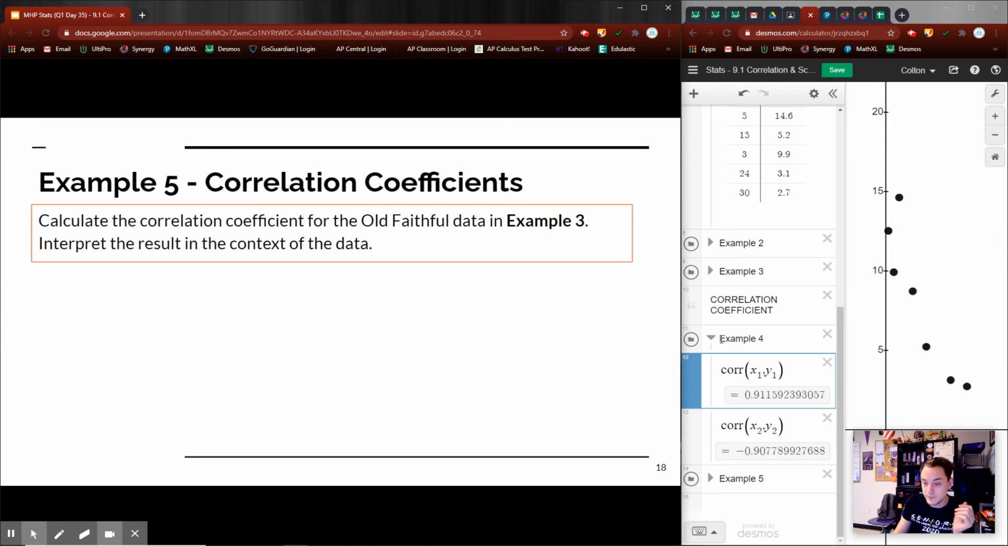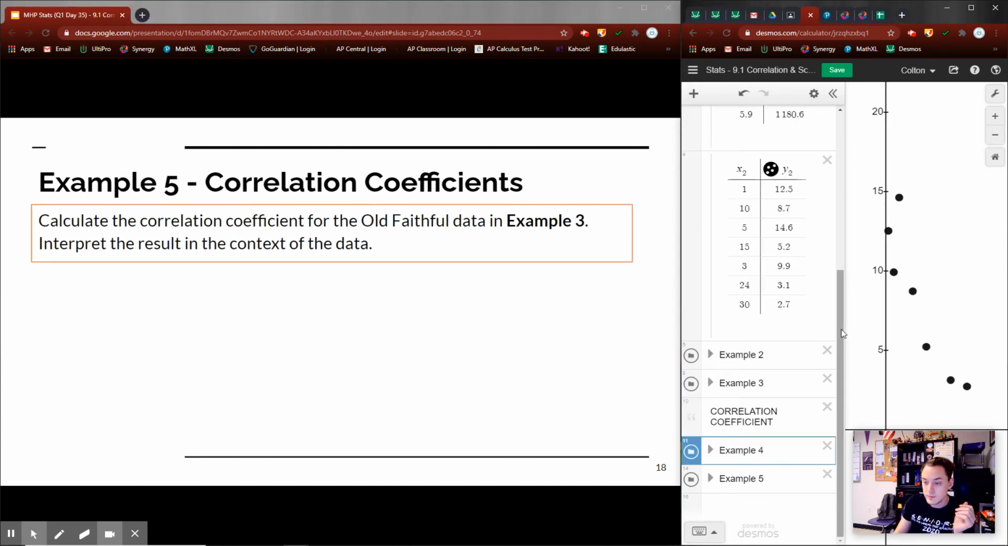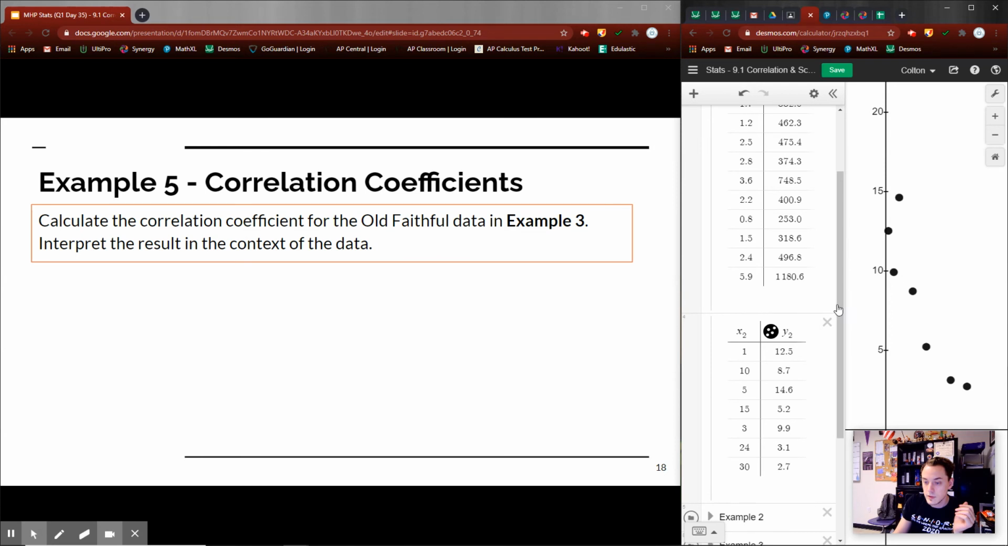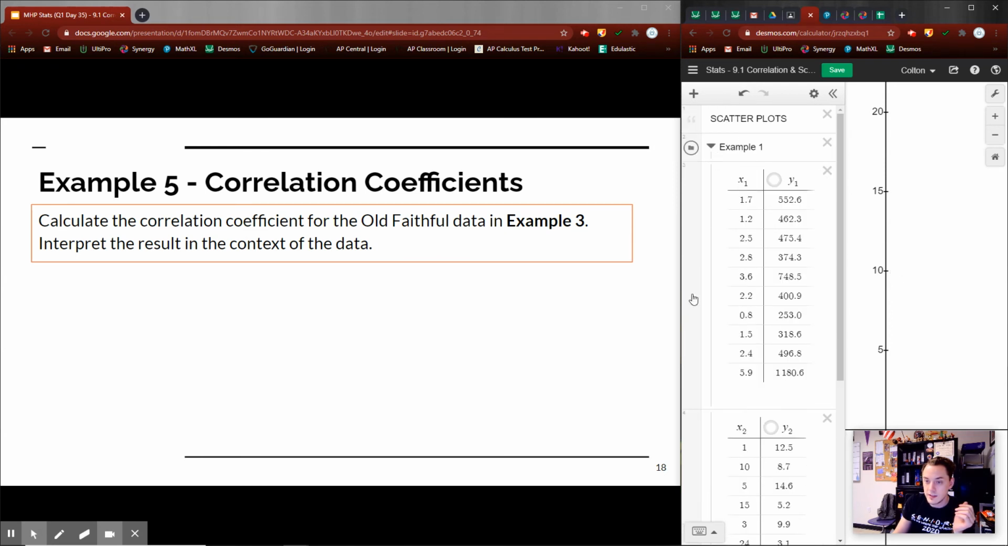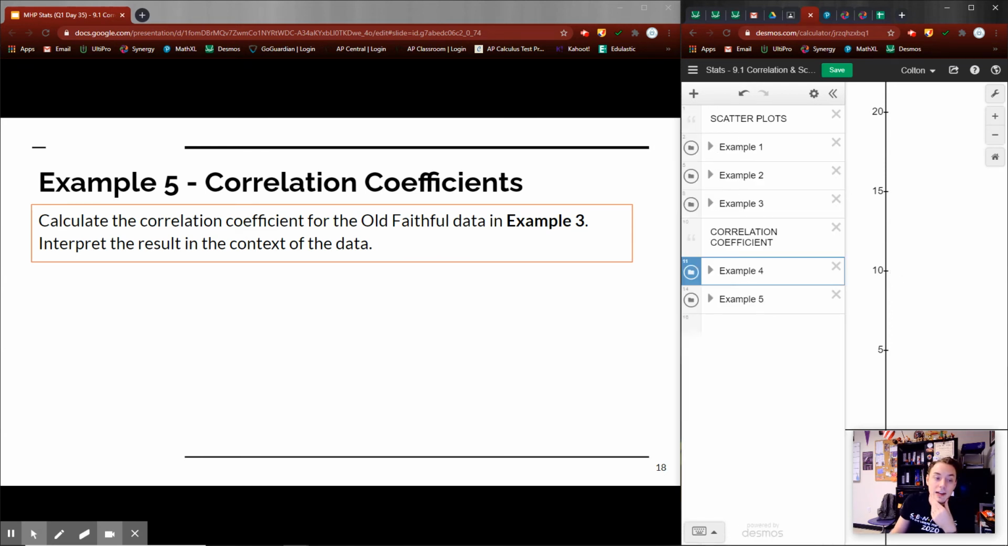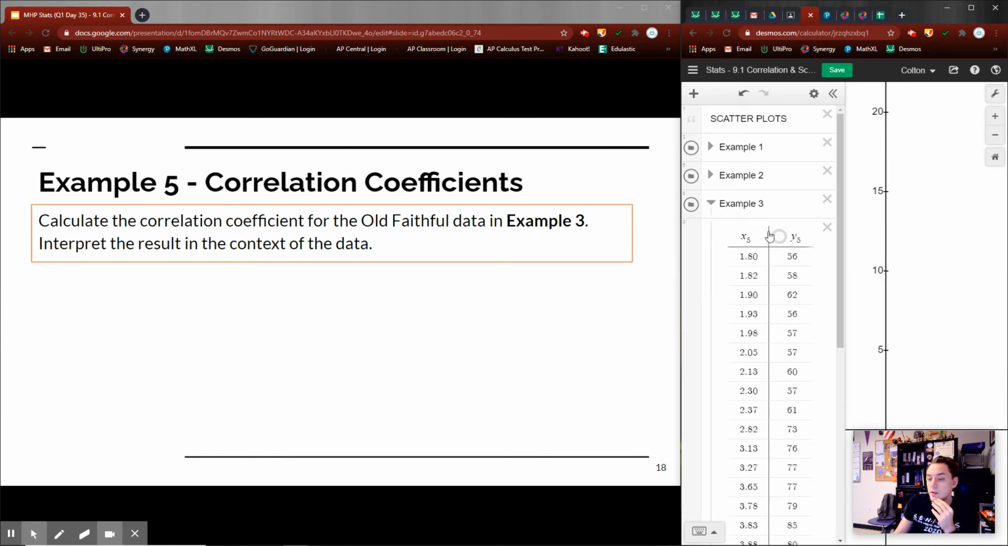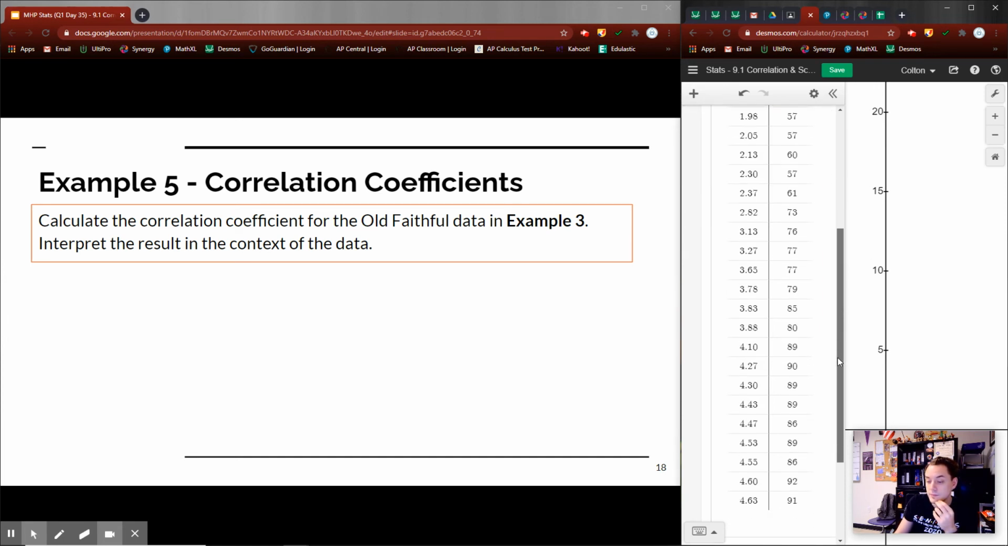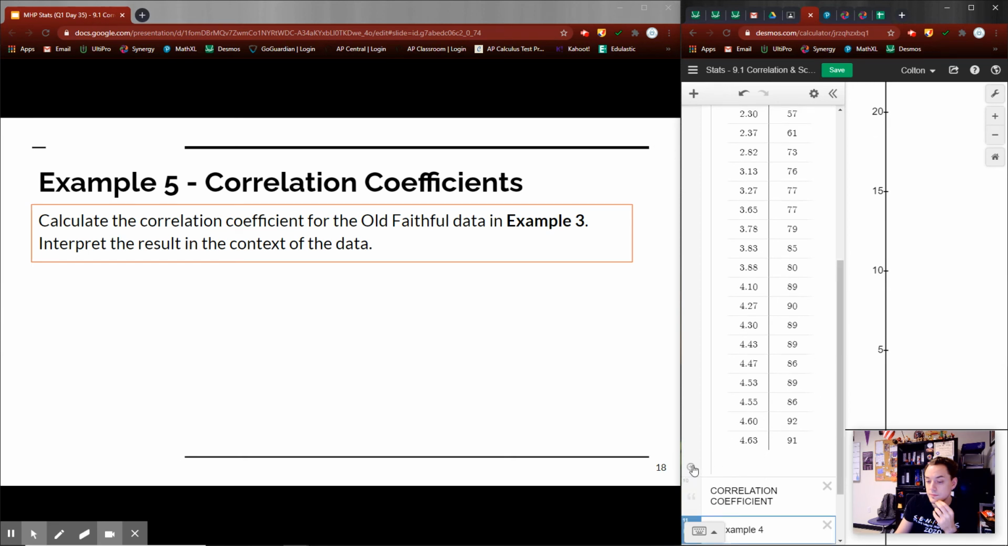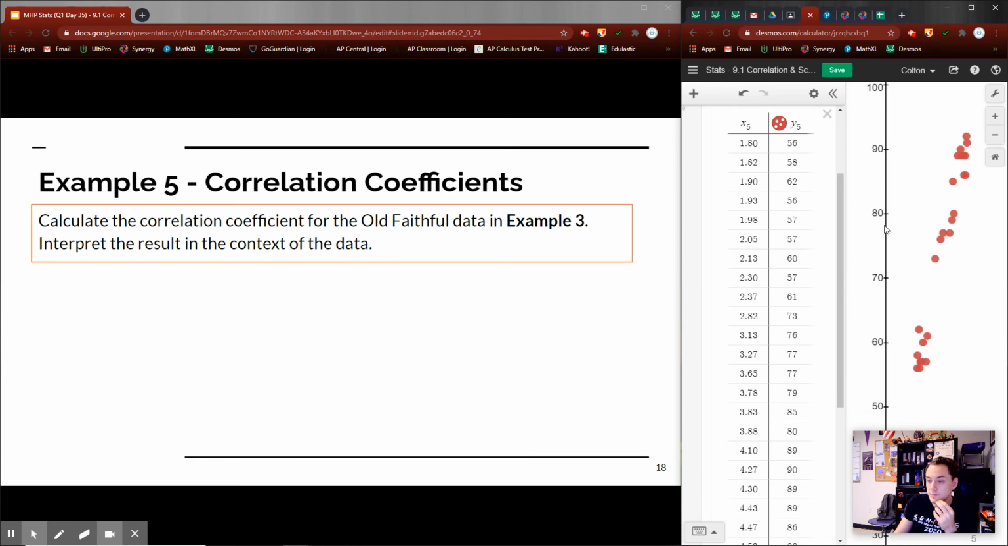Example 5. So let me erase this, get done with that. Calculate the correlation coefficient from the Old Faithful data in example 3. So this was example 3. This was our Old Faithful data. I'm going to go ahead and blow that up. Notice how this is X sub 5 and Y sub 5. That's my Old Faithful data right there, as you can see.